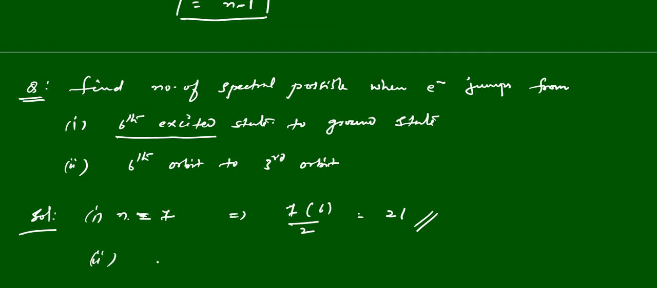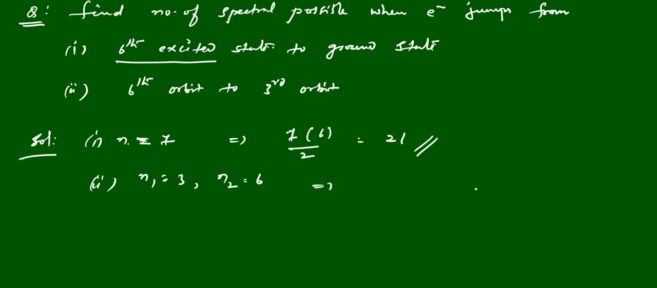Second case, sixth orbit to third orbit means n1 equal to 3 and n2 equal to 6. So the formula is (n2 minus n1)(n2 minus n1 plus 1) by 2. So 6 minus 3, 3, into 6 minus 3, 3 plus 1, 4, by 2. You will get 6 spectral lines. So like this you have to calculate the number of spectral lines. They will ask you the very basic questions, don't worry.